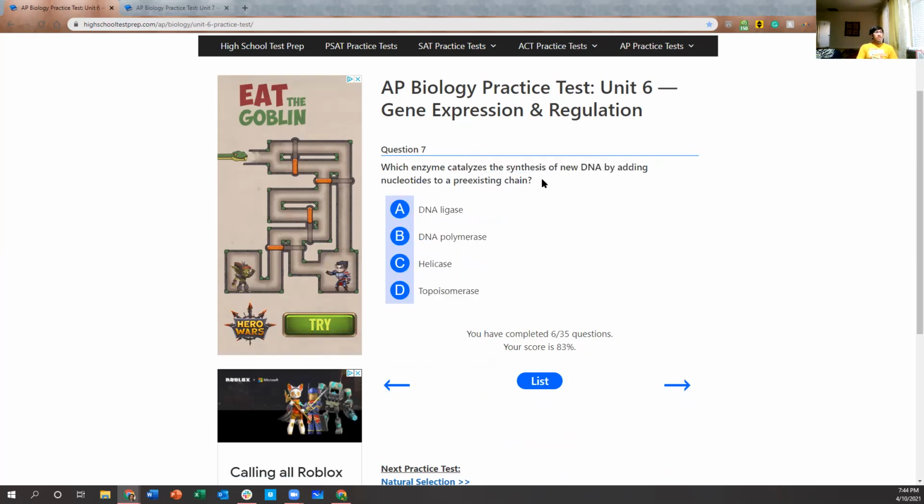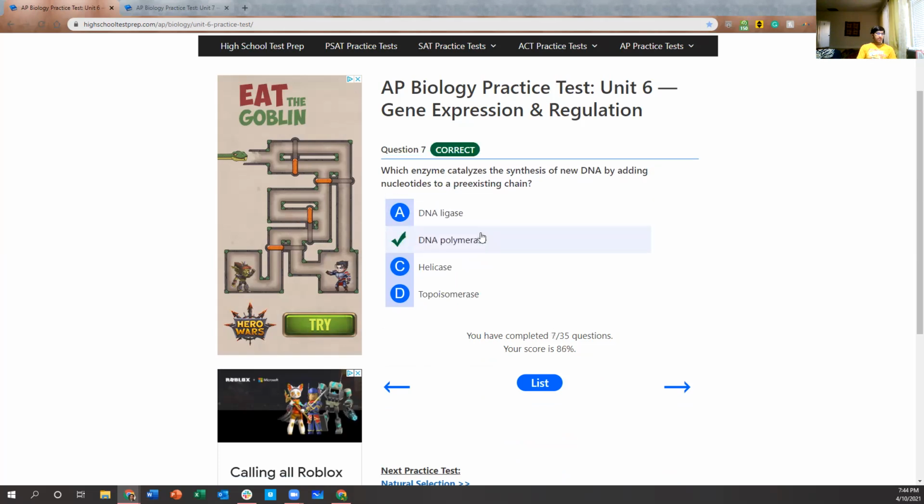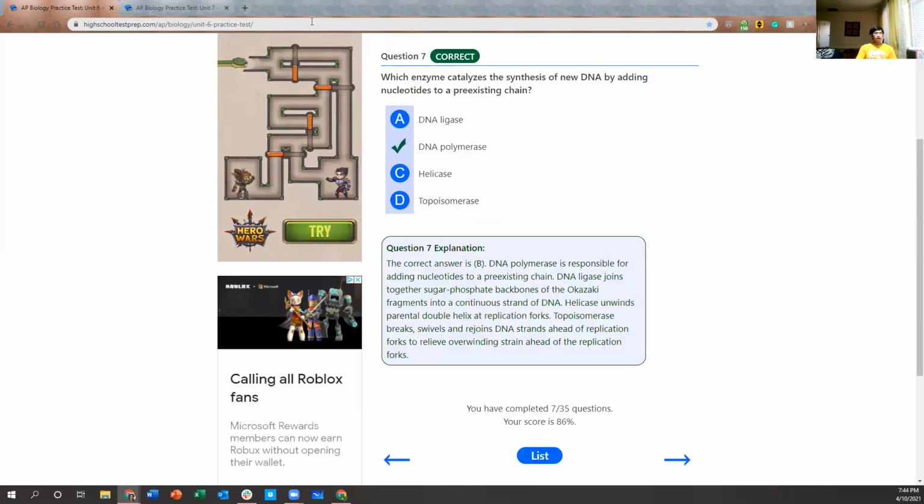The synthesis of new DNA by adding nucleotides to a pre-existing chain. Well, that's DNA polymerase. We should know that. That's the enzyme that does that. We can go through the other ones. DNA ligase helps connect those Okazaki fragments. It's all about connecting. Helicase is what unwinds the double helix, and topoisomerase keeps the helix from winding back, and it's in front of the replication fork. It helps prevent the tangling. There's a term for that I forgot.